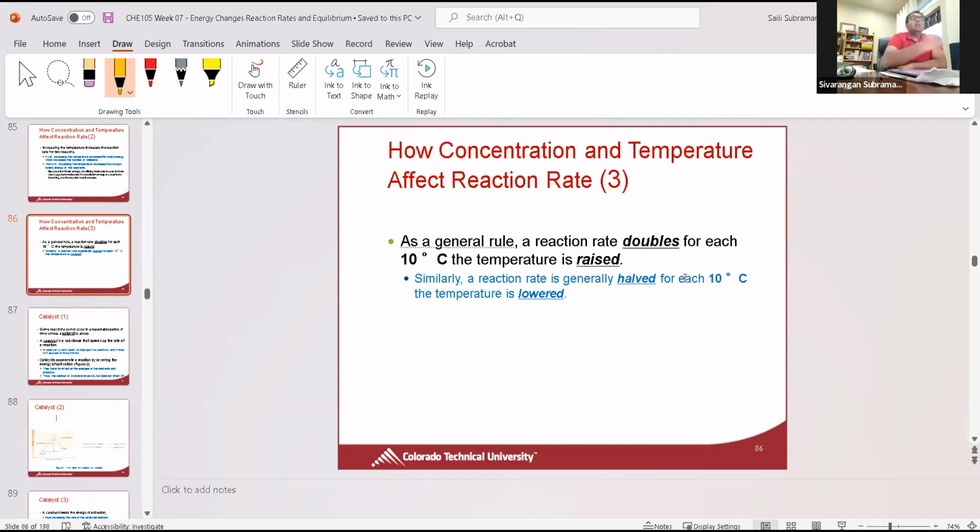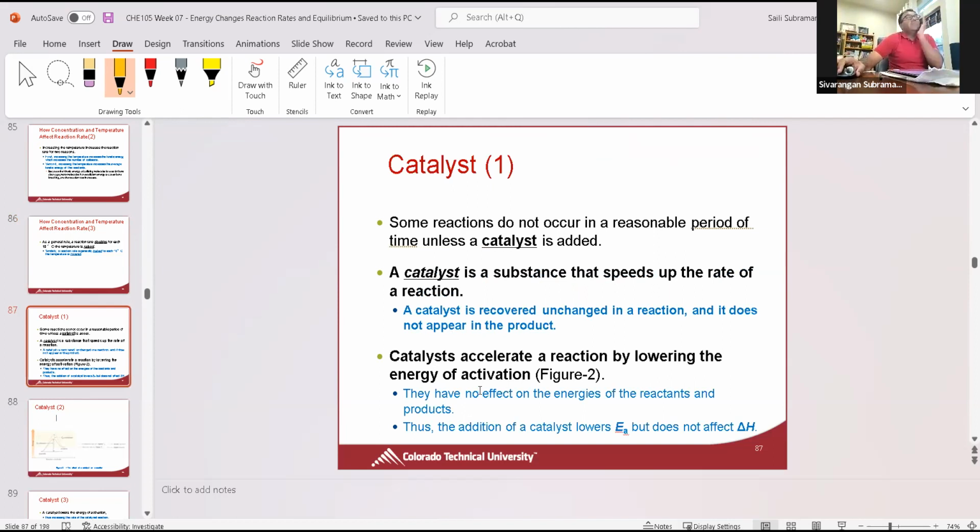Okay, and the inverse is also true. Every time you reduce the temperature by 10 degrees, you're generally cutting the reaction rate by about half. Okay, so now I want to get into the concept of catalysts. A catalyst is nothing but a substance that speeds up the rate of a reaction, right? We talked about this on Tuesday in the introductory portion.